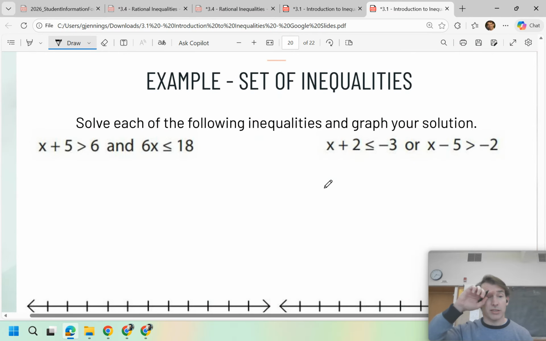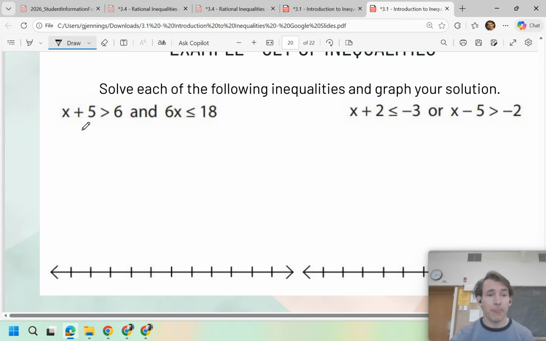And then let's solve these and then graph our solutions. So here, subtract 5 from both sides. x is greater than 1 and, so we must be both. 6x is less than or equal to 18, or in other words, divide both sides by 6. x is less than or equal to 3. So this is 3 to 1. There's 1 there. It's that. Okay. x is greater than 1 and x is less than or equal to 3 is this.